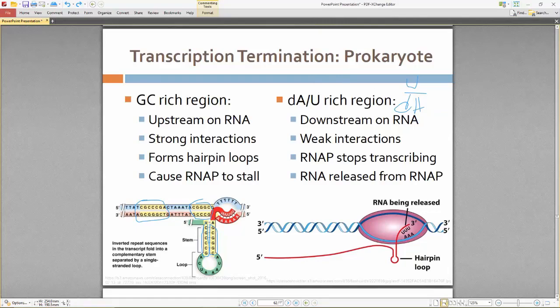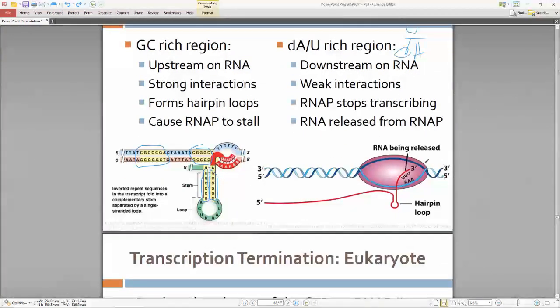Right, cool. The deoxyadenine uracil rich region is downstream on the RNA. This region has particularly weak interactions, two hydrogen bonds. So this is where RNAP stops transcribing and RNA is actually released from the RNAP here. So here's a little diagram.